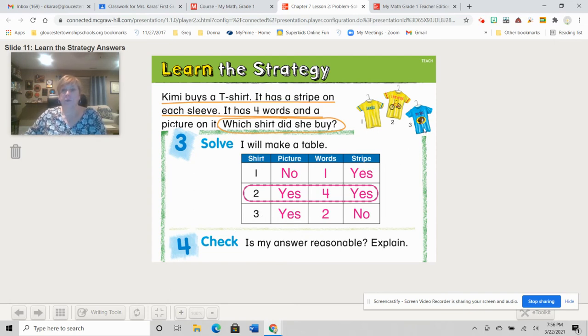Number 3, is there a picture? Yes. Does it have words? Yes, it has 2. And does it have a stripe on each sleeve? No. So now we have to look, and I know we do have this circled here, but I want you to check and see. So it has a stripe on each sleeve. Yes. It has 4 words. Yes. And a picture. And that is why they circled this one as she bought shirt number 2. And then, does that seem reasonable? Does that seem to follow along with what they asked us to check? Yes, it does, because it has all of the items they said was on the shirt, so it is reasonable.